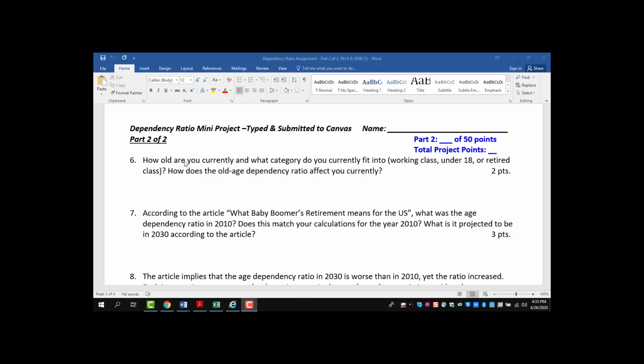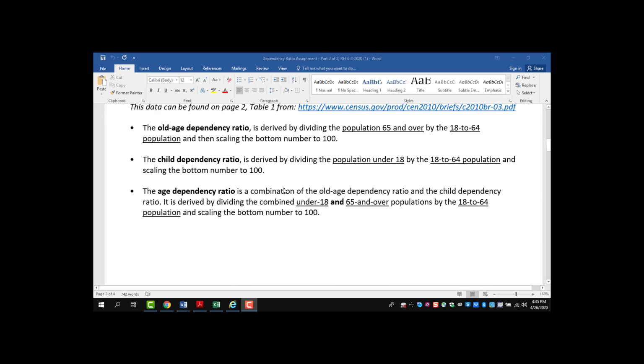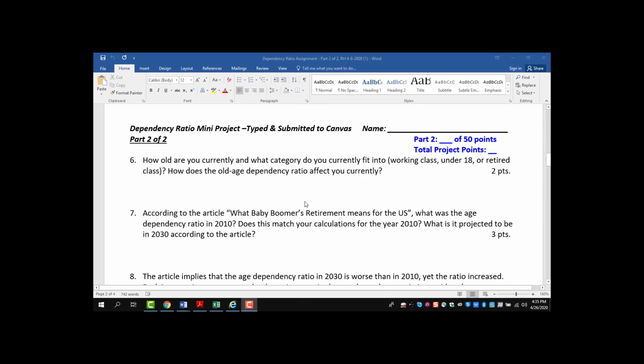So, anyhow, it says, how old are you and what category do you fit into? Well, you've got those three categories. You should know those by now. I actually fit into the retired class because I'm 67 and it says 65 and over would be in the retired class, even though I'm not retired. But that's part of things. If you're in the working class, maybe some of you are 19 or 20 and you're not working yet. Just because you're in the working class doesn't mean you're working. Just because you're in the retired class doesn't mean you're retired. But overall, it certainly does matter.